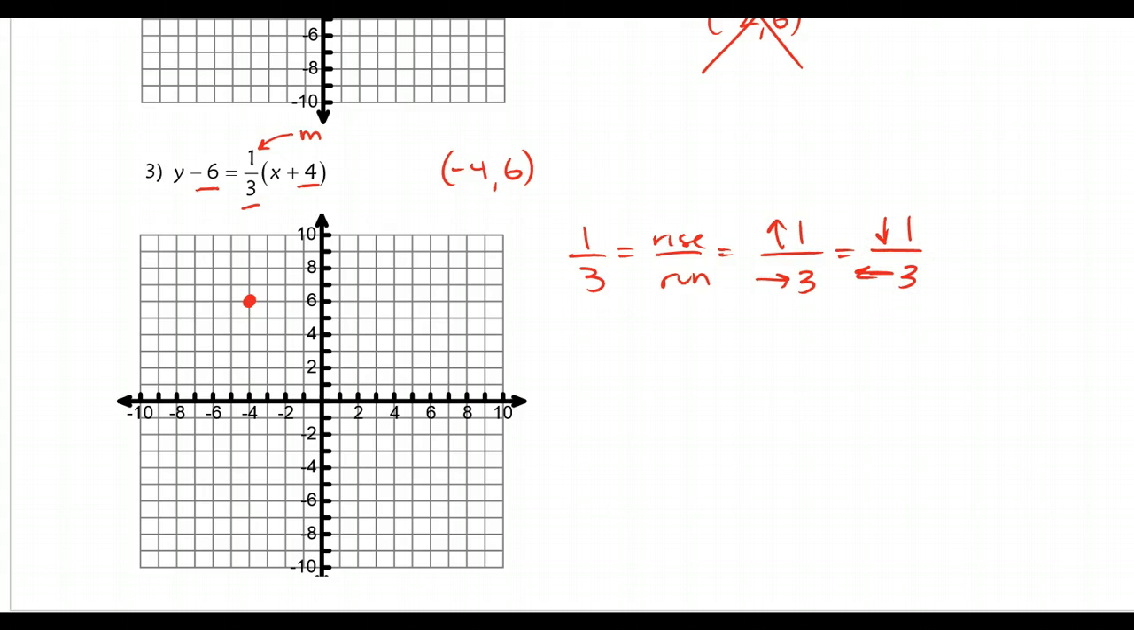Okay, because these are both positive directions and these are both negative directions, which will result in overall a positive slope. So I'm going to go up 1 and to the right 3, up 1 and to the right 3. I can go down 1 and left 3, down 1 and left 3. Okay, and there's my line. So point-slope form is also pretty easy to graph.